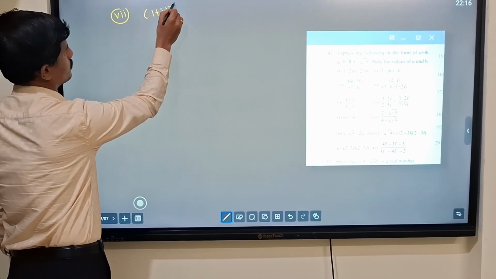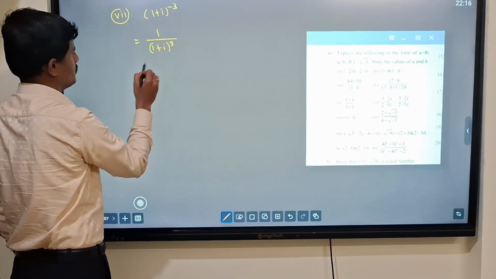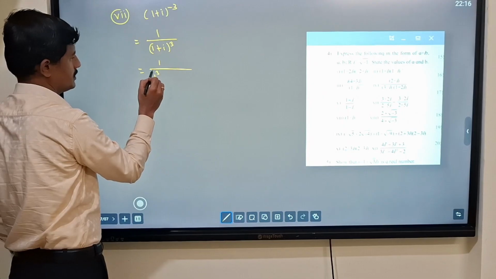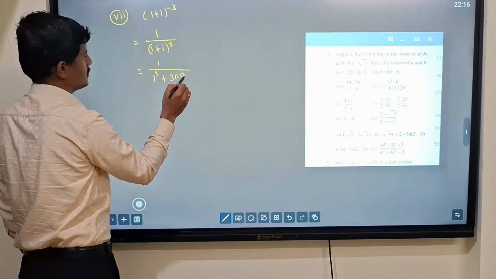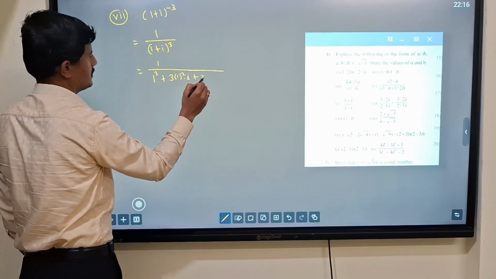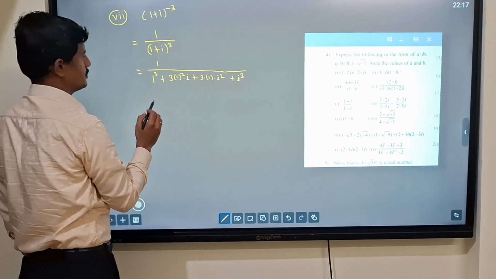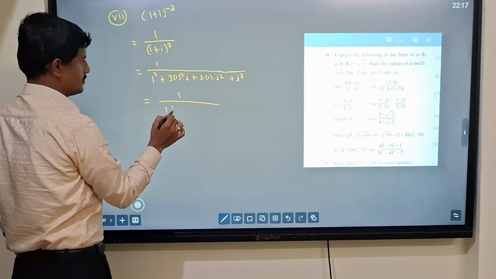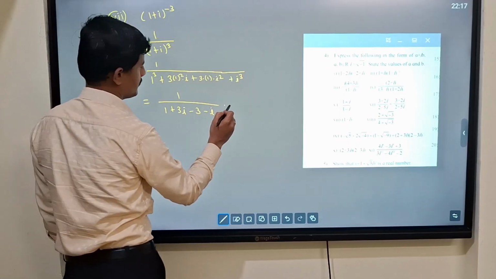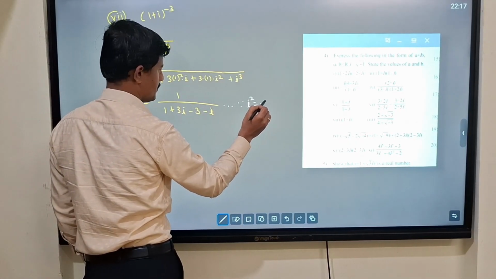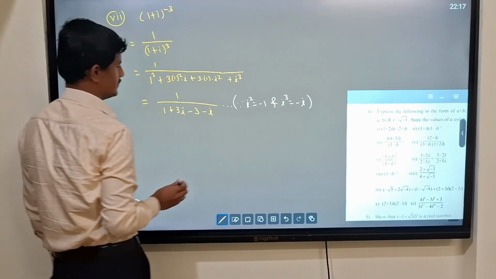Now seventh one. (1 plus i) raised to minus 3. So this becomes 1 upon (1 plus i) cube. Expansion of this: a cube plus b cube, (a plus b) whole cube. Simply 1 cube plus 3 into 1 square into i plus 3 into 1 into i square plus i cube. So this becomes 1 upon 1 plus 3i minus 3 minus i. Reason: i square is minus 1 and i cube is minus i.